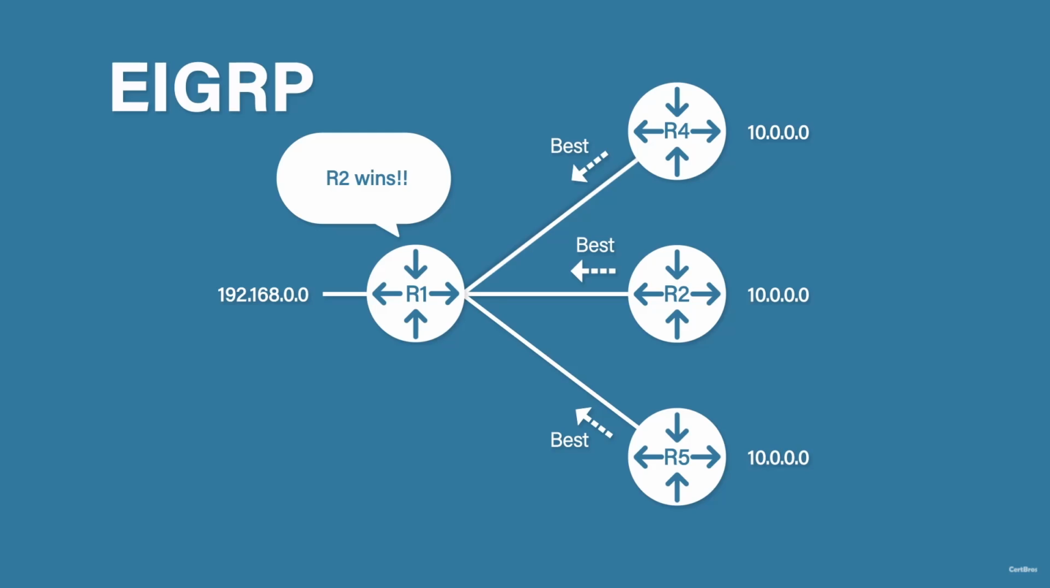And how do we know these values and these numbers? Well, they're usually identified with something we like to call the autonomous system number, which is set when you configure EIGRP on the router.